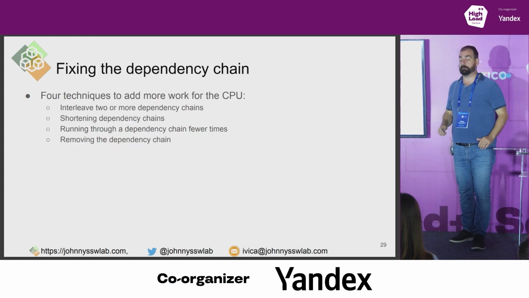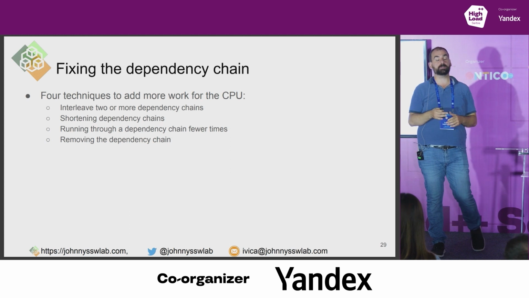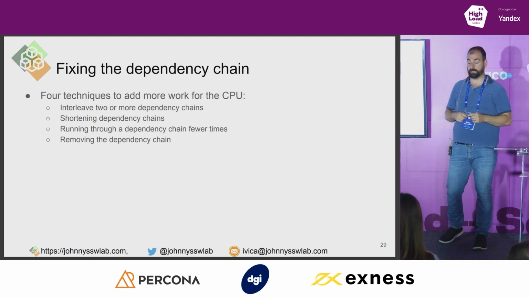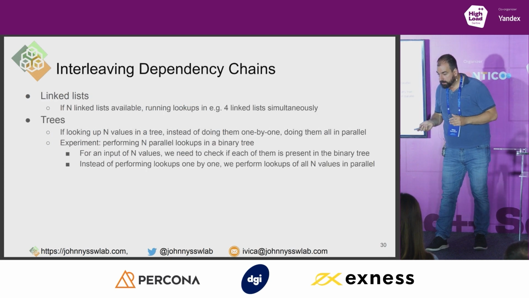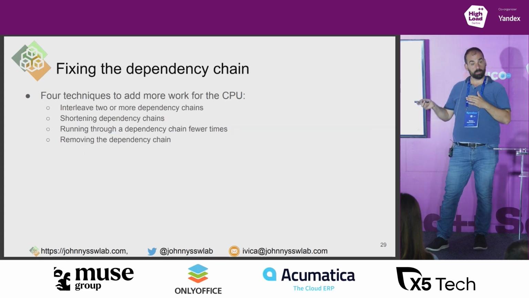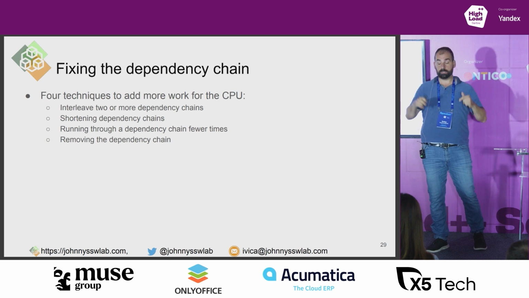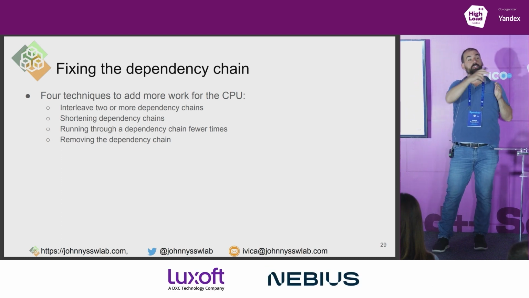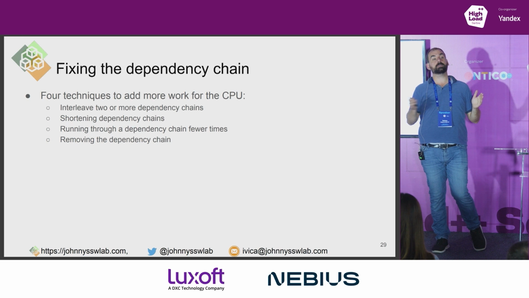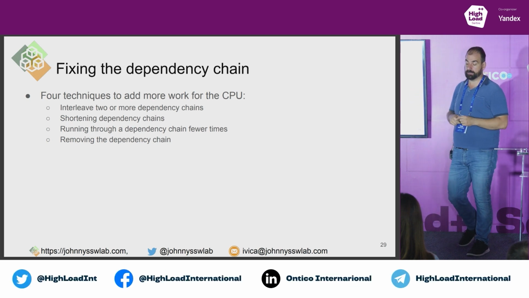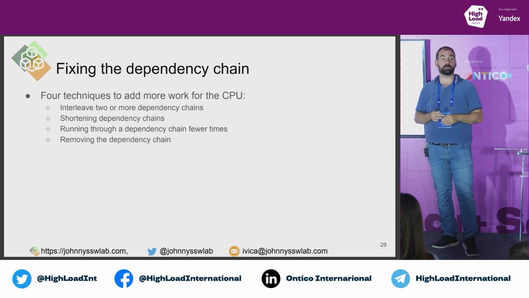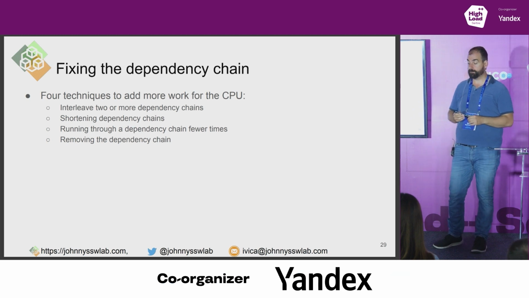So how can you fix the problems with dependency chains? There are a total of four techniques. One is interleaving two or more dependency chains. Another is making them shorter, to run through them fewer times. Let's say you run 1,000 times; if you run 500 times, it's faster. And the last one is to remove dependency chains altogether.